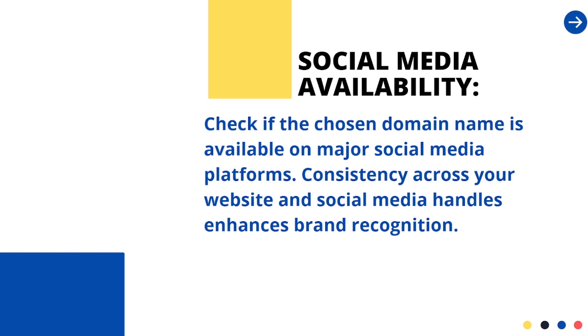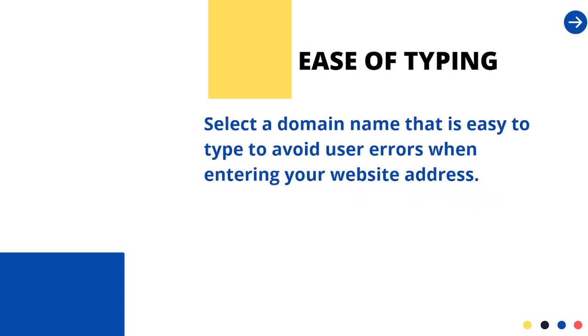Then check consistency across your website and social media handles. Consistency across your website and social media handles enhances brand recognition. Imagine a situation where you pick a name that is already a social media handle managed by another company or brand, and you bought the domain. When you get to social media platforms, you'll be told that the name has already been taken. So you should check your name across top social media platforms before you go ahead to purchase.